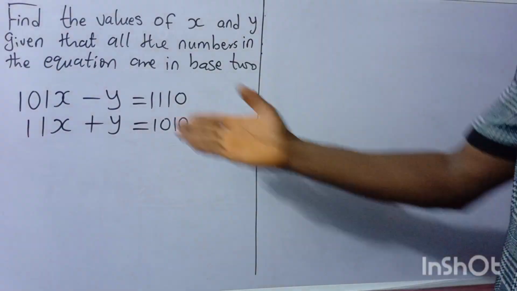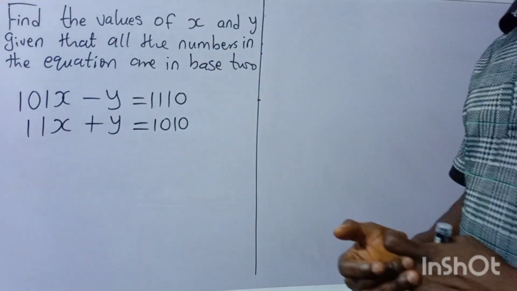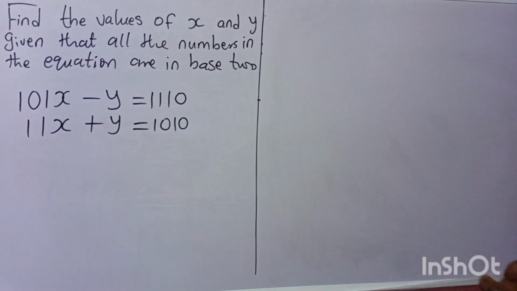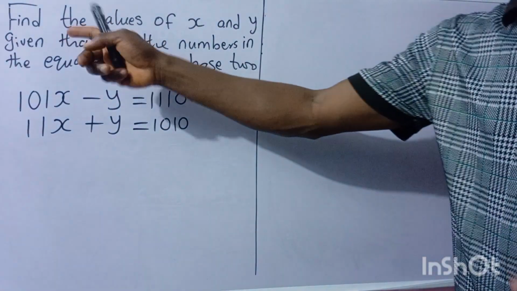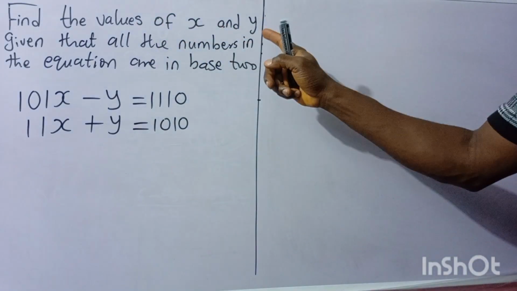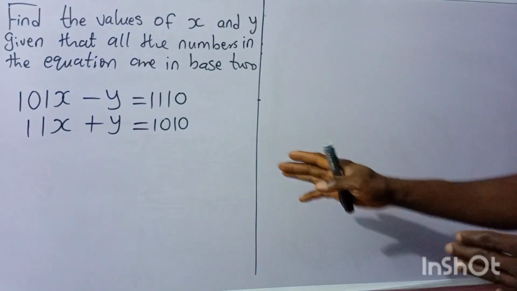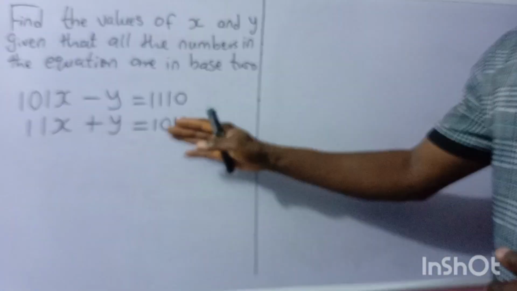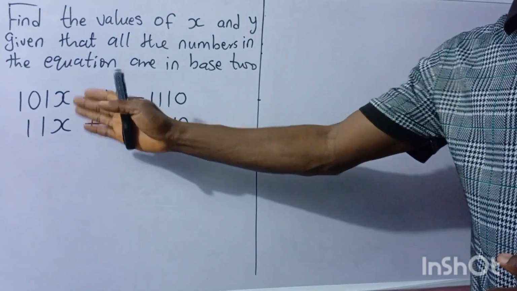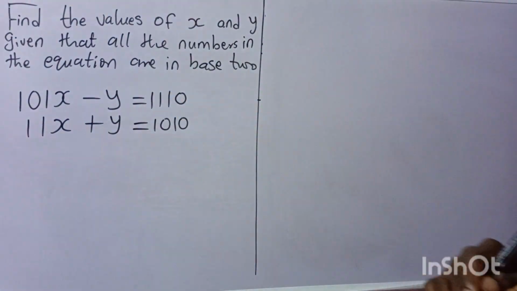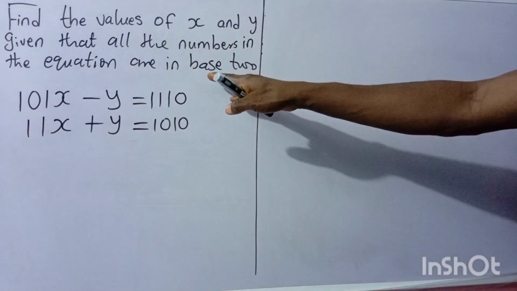Today we shall be looking at a great question on base numbers. This is a base number question that has to do with simultaneous equations. The question reads: find the values of x and y given that all the numbers in the equation are in base 2. The first equation we have is 101x in base 2. Every one of the numbers in each of the equations is given in base 2.